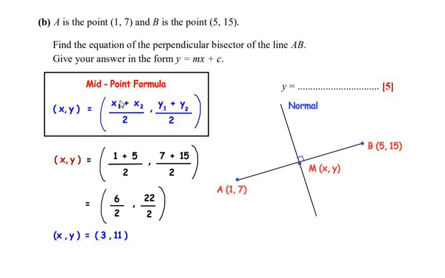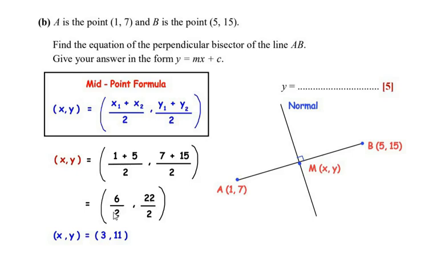Now the midpoint formula is given as x, y. These are the coordinates of the midpoint is equal to x1 plus x2 over 2, y1 plus y2 over 2, where x1 and x2 are the x coordinates of the points A and B, and y1 and y2 are the y coordinates of A and B. So here we have written x1 plus x2 becomes 1 plus 5 over 2 and y1 plus y2 over 2 becomes 7 plus 15 over 2. Now 1 plus 5 is 6, so 6 divided by 2, and 7 plus 15 is 22 over 2.